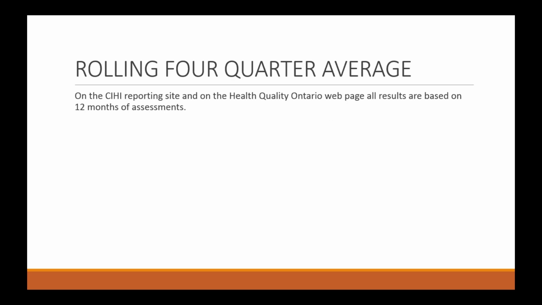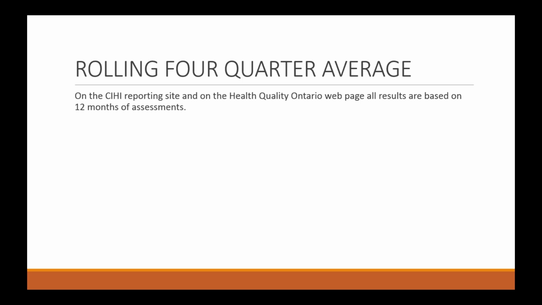Now, one thing also that's very important is the idea of a rolling 4 quarters. When you run a report at CIHI or you get a report from the ministry, you're going to see that it might say 2017 quarter 1 on the report. Please remember always that that's 12 months of data. So it's not just what happened in your home in that quarter. It's what happened in that quarter and the preceding 3 quarters when we're looking at the prevalence indicators. So it's very important that we understand that.